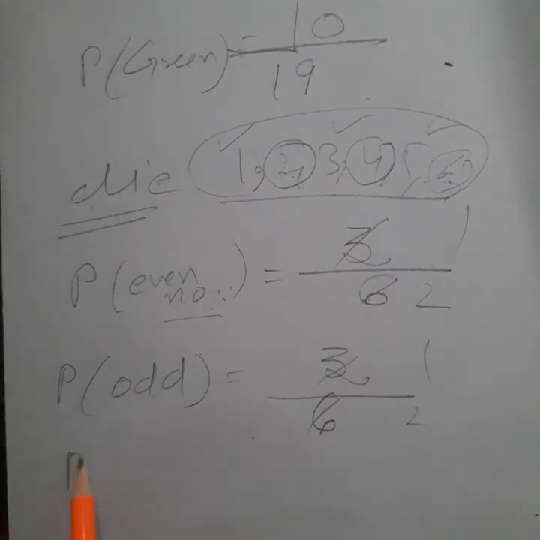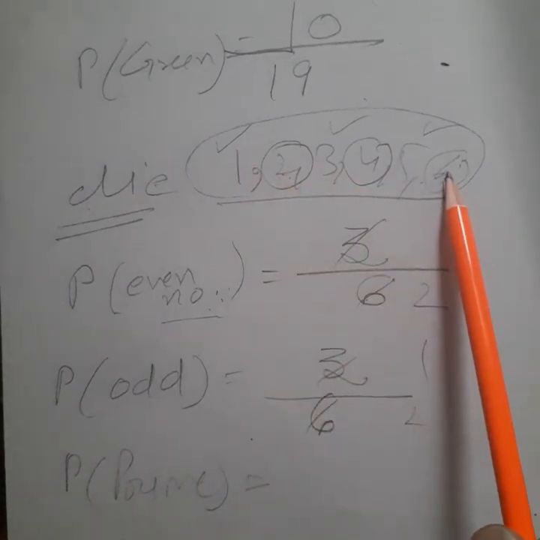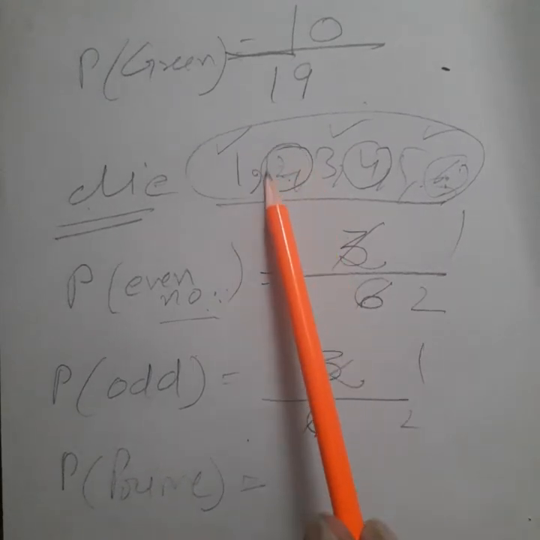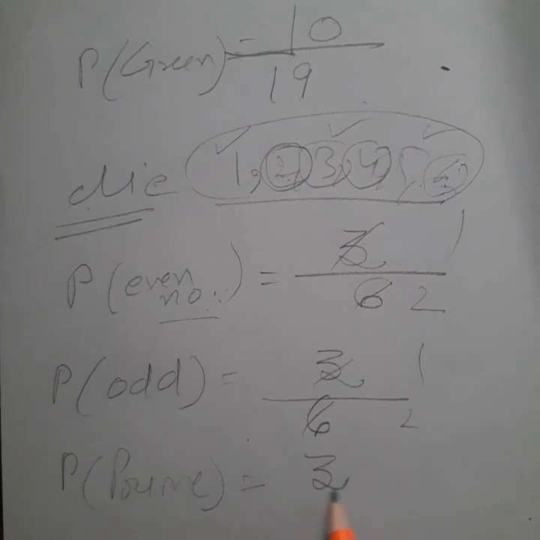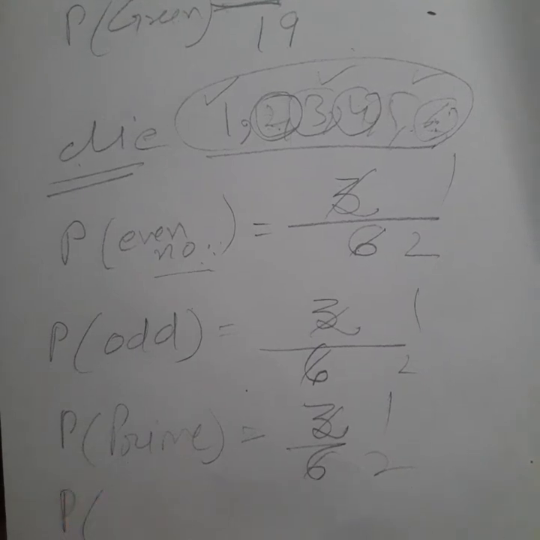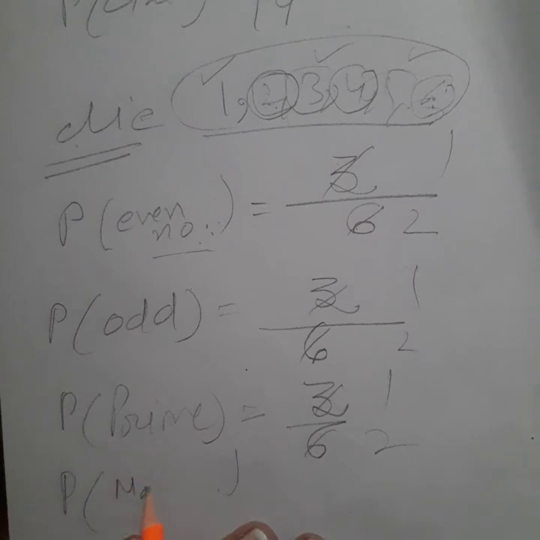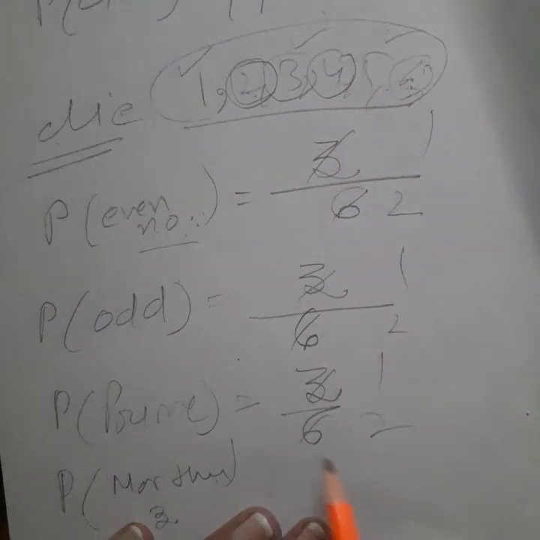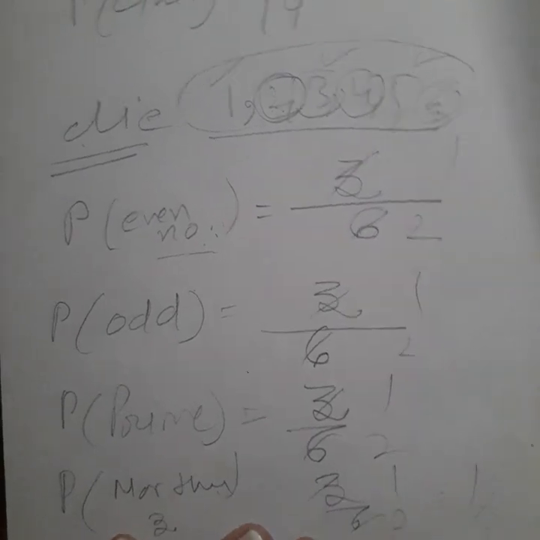And if we ask about the prime numbers, you know that prime numbers are those which are not divisible by any number except 1 or itself. Then the prime numbers are 2, 3 and 5. This is also 3 in counting. Then we can write 3 upon 6 and we get the same answer. And in the same way, find the probability of the numbers more than 3. Okay, more than 3 is 4, 5, 6. So our answer is 3 upon 6. So you can get any type of probability.